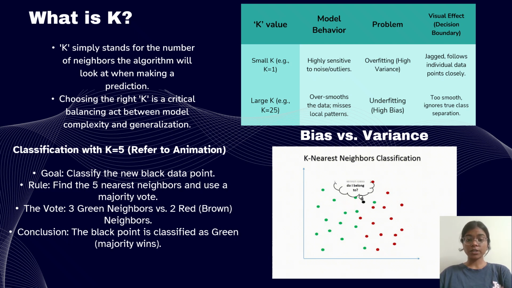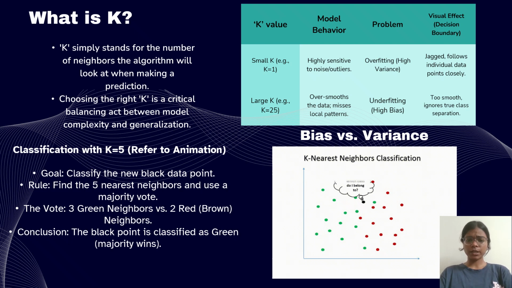The most important choice we have to make is what k is. K is simply the number of neighbors we look at, and choosing the right k is a critical balancing act. Let's look at the example on the slide. We have set k equal to 5. When the new black point appears, the algorithm finds its 5 nearest neighbors and holds the vote. There are 3 green neighbors and 2 red neighbors. Green wins the majority, so the black point is classified as green.